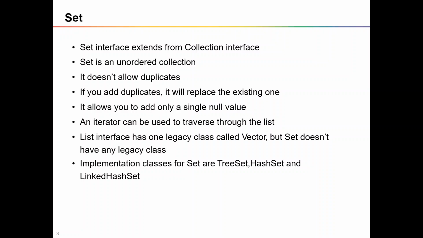And if you want to store a null value, set allows you to store only one null value, because inside a set you cannot have duplicates, so you can have a single null value. And if you want to process all the elements of your set interface, you can go with an iterator.